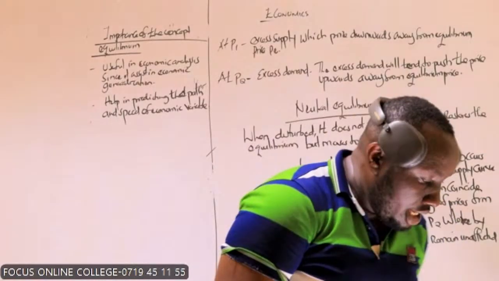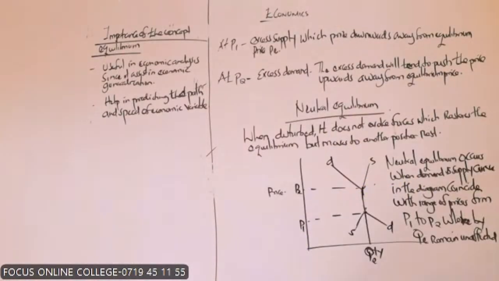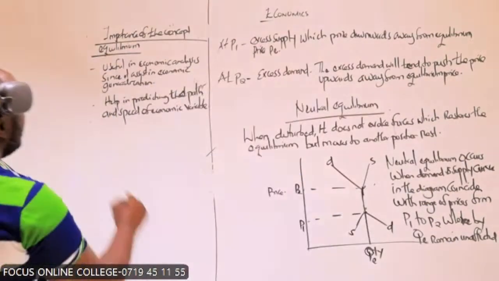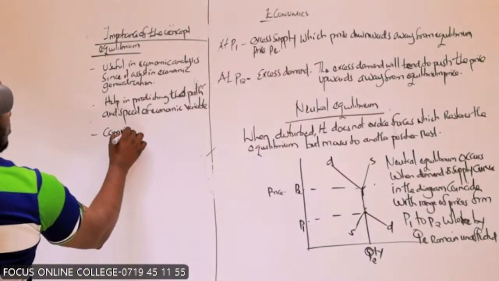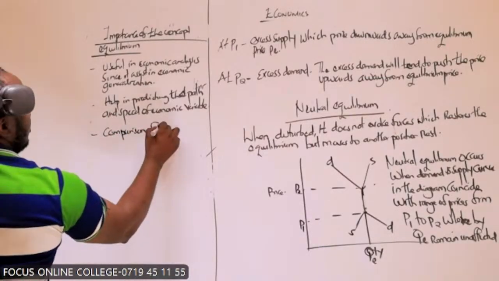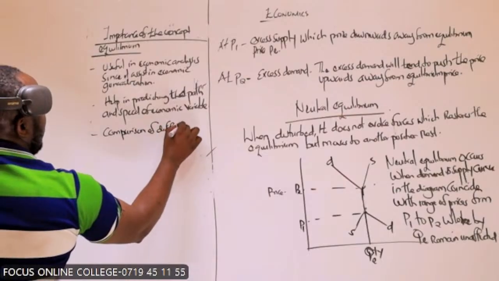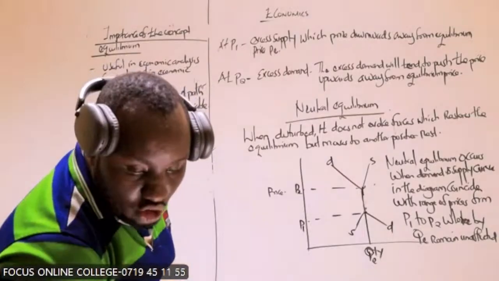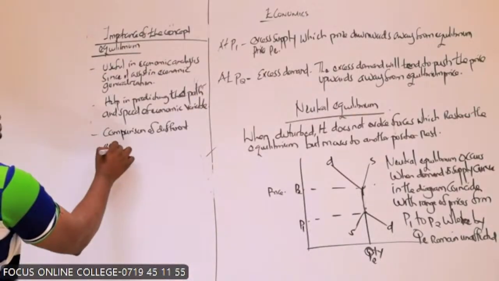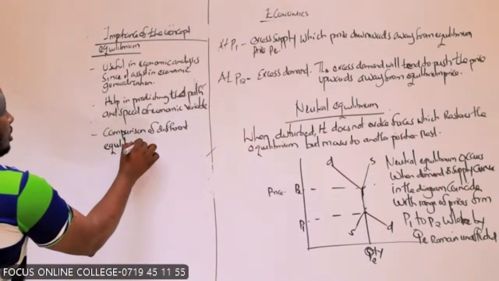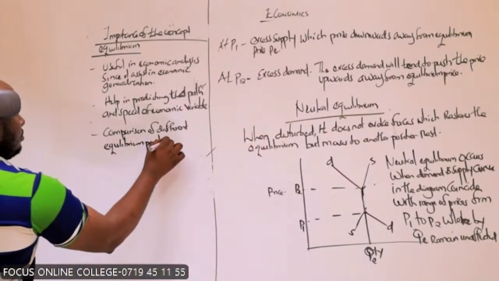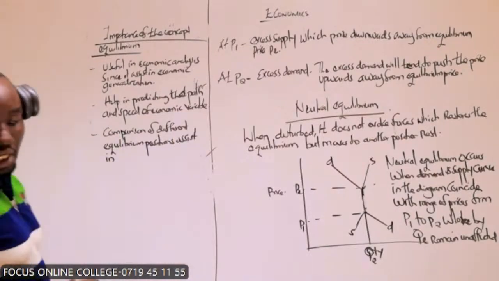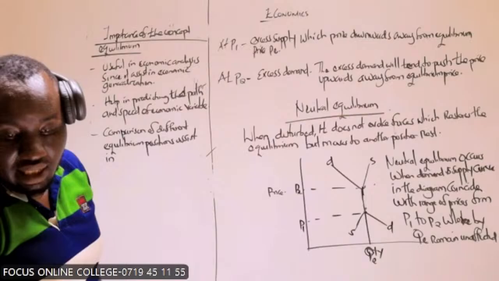The third importance of the concept of equilibrium is comparison. That is 2025. When you begin to compare, what are the changes that were effected in this Finance Bill? The first comparison is of different equilibrium positions. The first 10,000 shillings position is exempted. These are based on changes that were effected in the Finance Act.